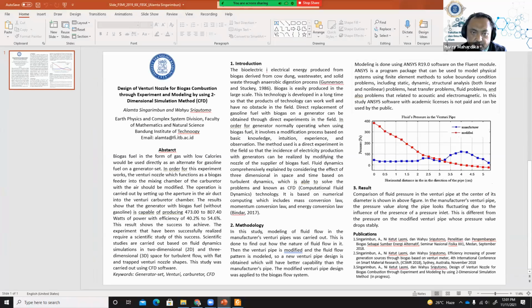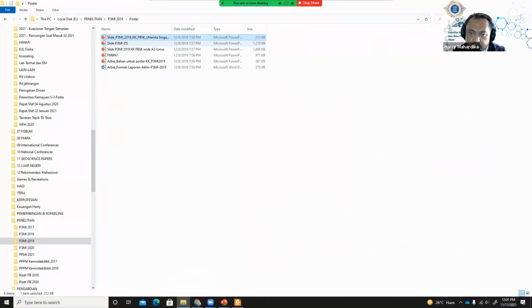Okay, so this poster was written by Pak Alam Tasinarimbun and Pak Wahyu Srigutomo. This one is a progress poster that was presented in the exhibition of LPPM, if I'm not mistaken. Well, this one is too much.